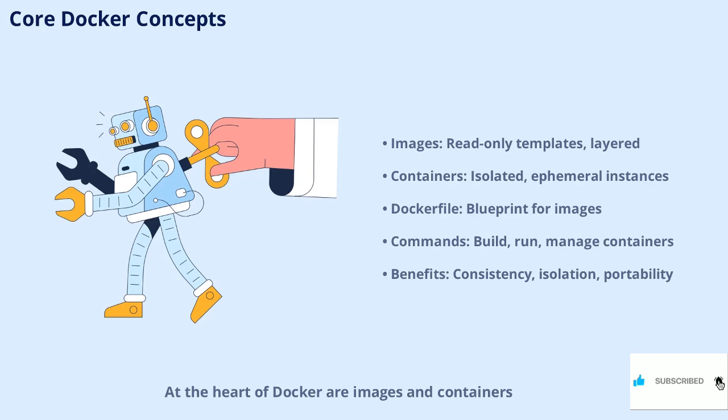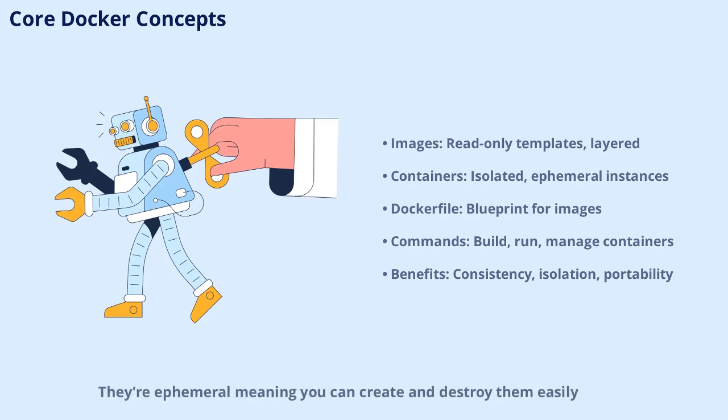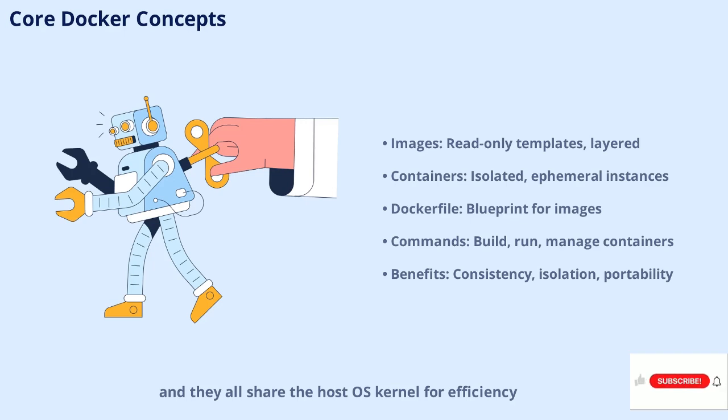At the heart of Docker are images and containers. Images are read-only templates that define the application and its dependencies, built in layers for efficiency and stored in registries like Docker Hub. Containers are runnable instances of these images, providing isolated environments for your applications. They're ephemeral, meaning you can create and destroy them easily, and they all share the host OS kernel for efficiency.